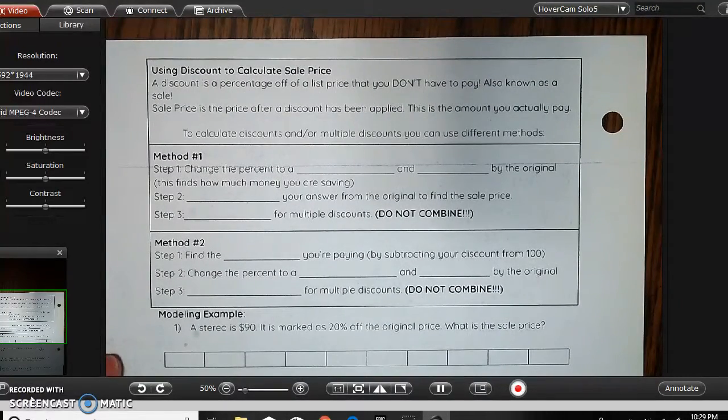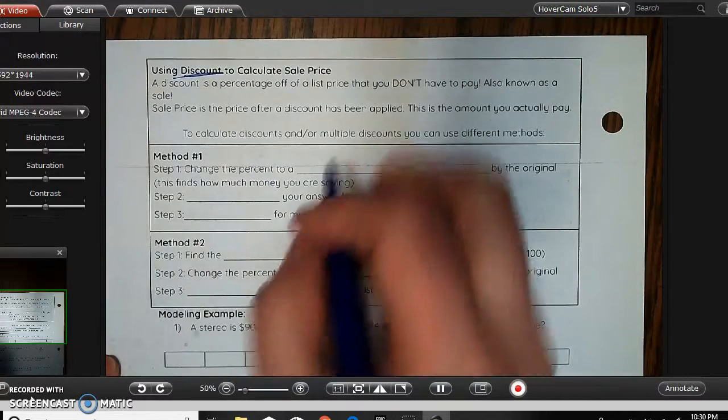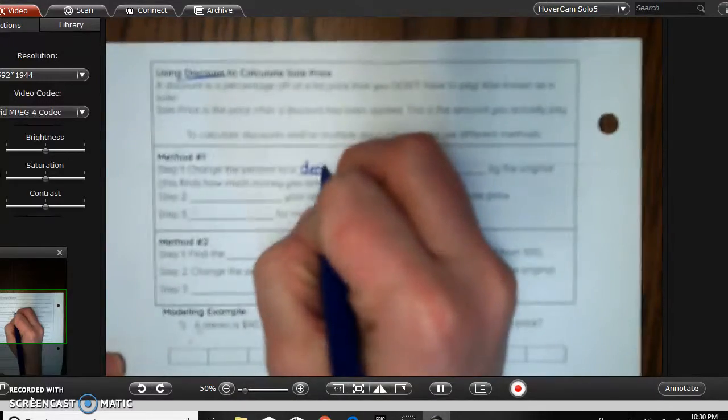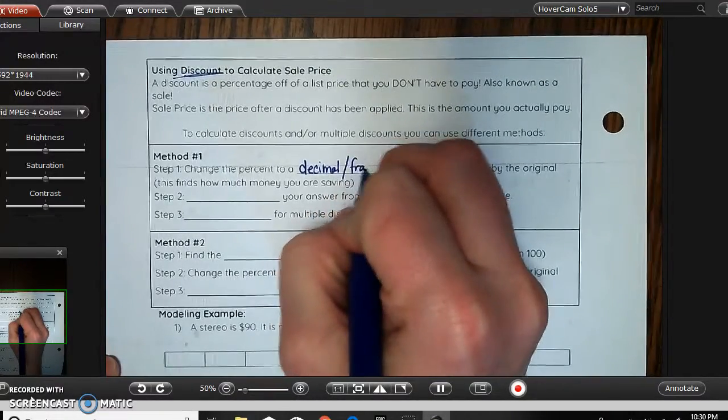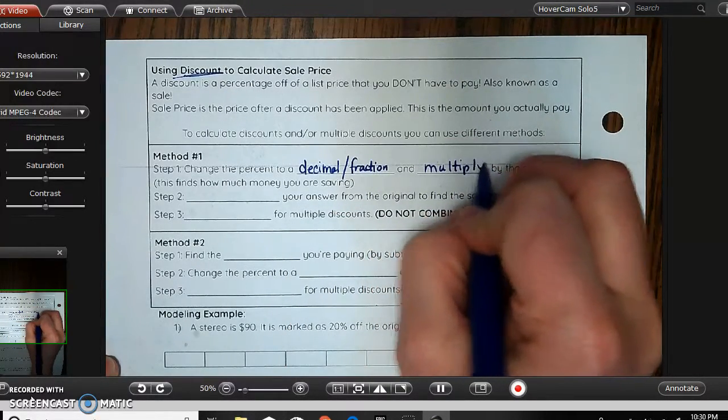Now on the back, we're doing something very similar, only this time instead of increasing, we are decreasing because we are doing a discount. A discount is a percentage off of a price that you don't have to pay. And when you find that amount that you have to pay with the discount, we call that the sale price. That's after the discount has been applied. So if it asks you to find the sale price, that means what are you actually going to pay with it on sale. So the first step is to change the percent to a decimal or fraction, depending upon your preference, and then we are going to multiply by the original number.